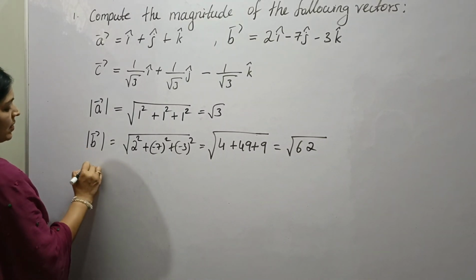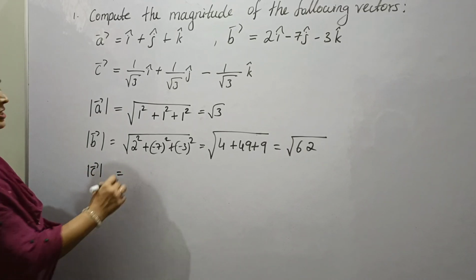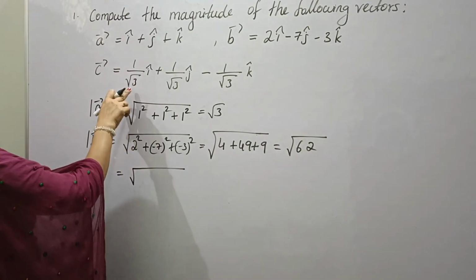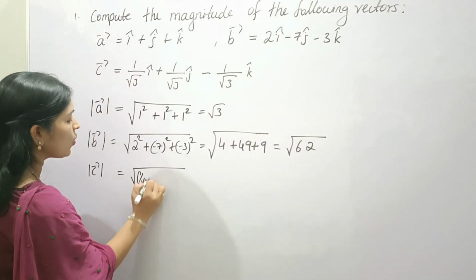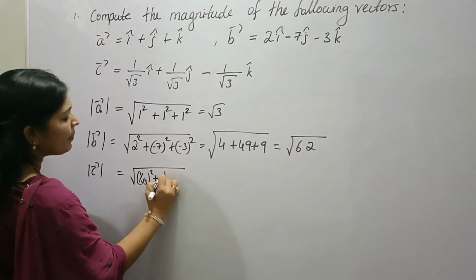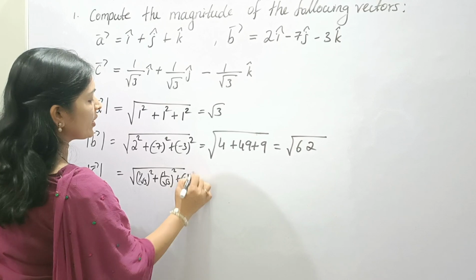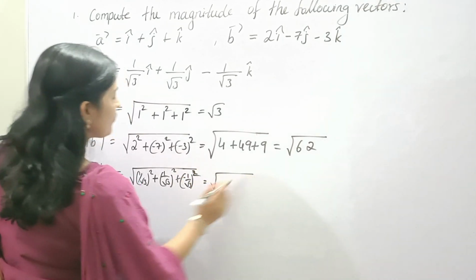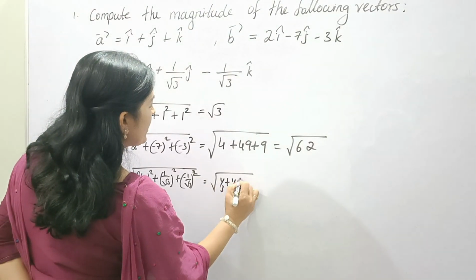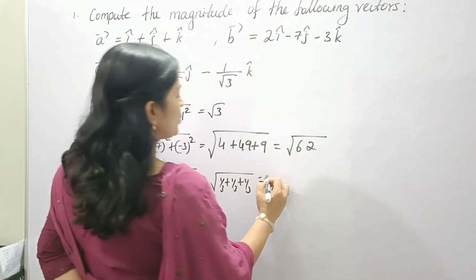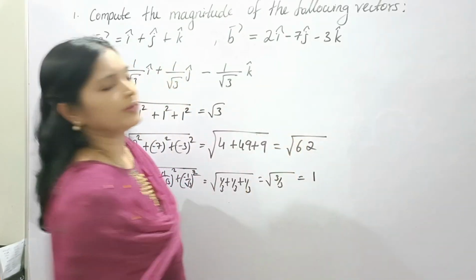Okay, next is magnitude of vector C, that is modulus of vector C, that is equal to square root of coefficient of i is 1 by root 3, so 1 by root 3 whole square, plus 1 by root 3 whole square, plus minus 1 by root 3 whole square, that is equal to root of 1 by 3 plus 1 by 3 plus 1 by 3, that is equal to root of 3 by 3, that is root 1, so 1.